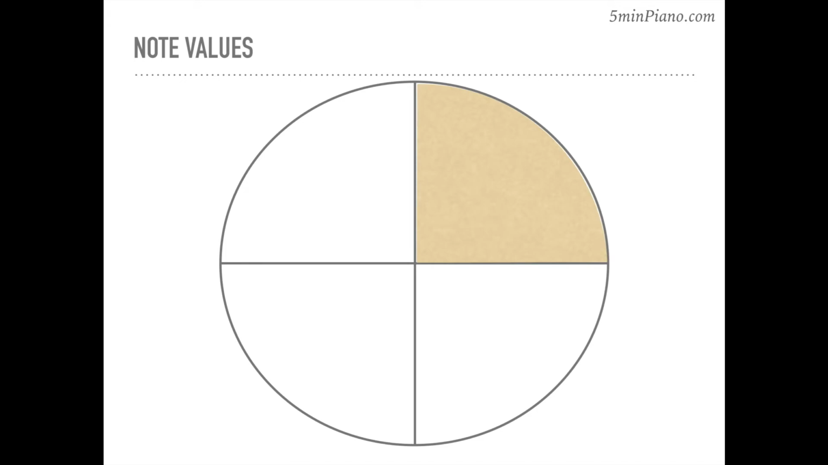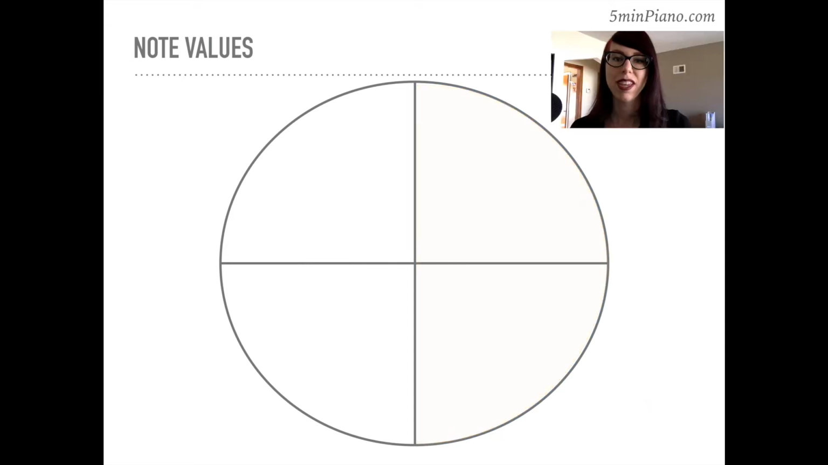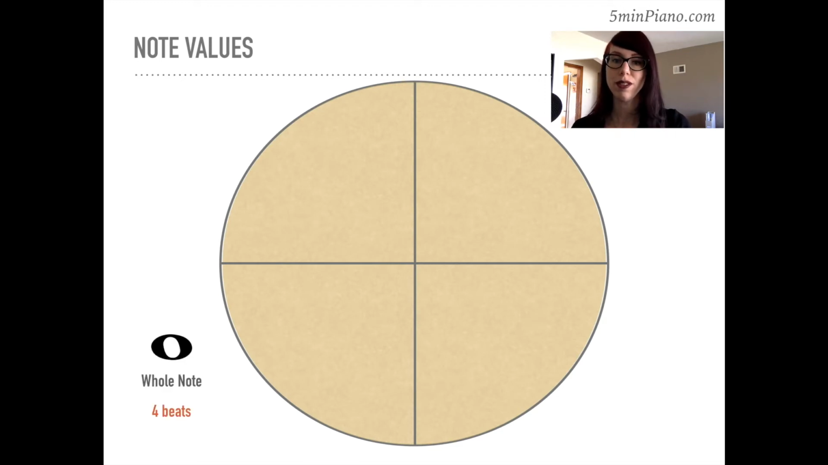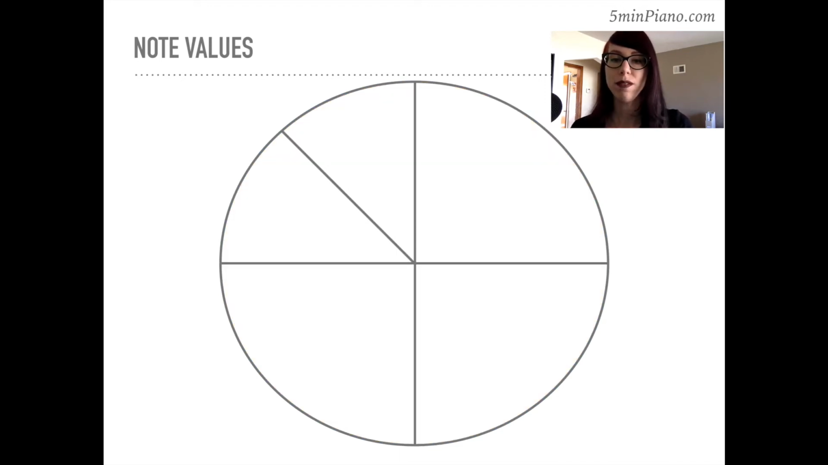So if you were to cut a pie into quarters and you ate 1 slice, you'd be eating a quarter of the pie. 1 slice, 1 beat, quarter of the pie, quarter note. And if you were to eat 2 slices, you'd be eating half of the pie. 2 beats, half note. If you ate the whole pie, you'd be eating 4 slices, so 4 beats, whole note. And if we slice one of our quarters into half, we get an eighth of the pie, eighth note.